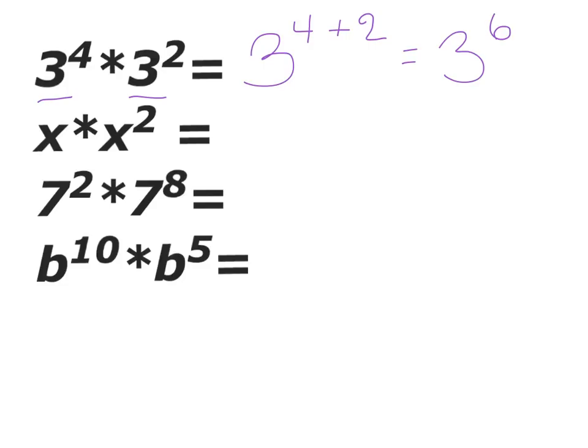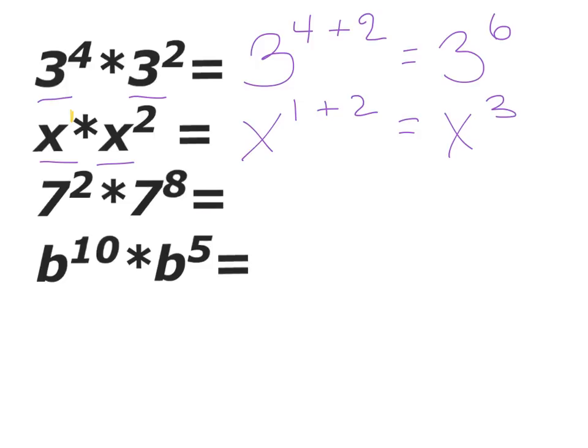Now remember, if there is no exponent next to a term, then it has this invisible 1. So let me draw an invisible 1 on top. So that's going to be x to the first power, okay? So if it helps you, you can go ahead and put that invisible 1 next to the x. So since both of them have the same base, they're both x, we have x to the 1 plus 2, which is x to the third power.